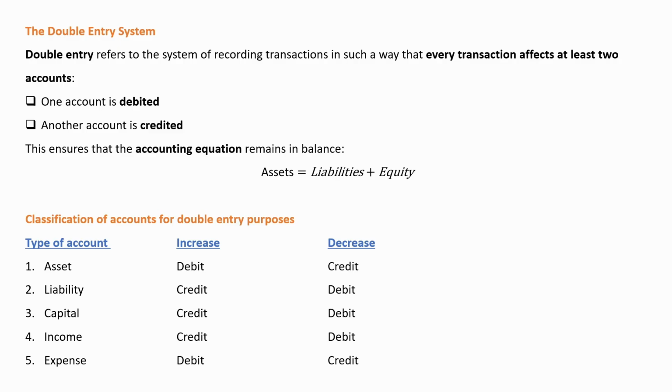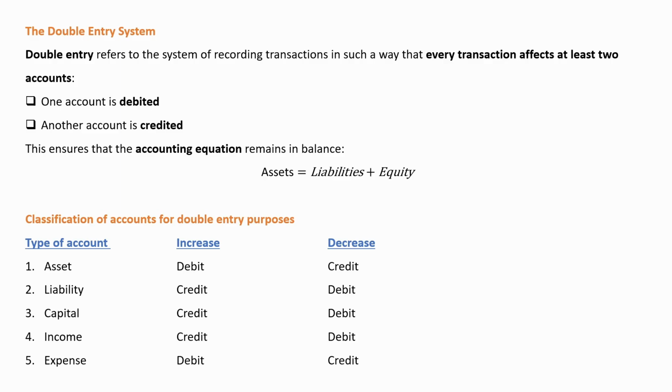Every transaction affects at least two accounts. It can affect more, but it will affect at least two accounts. Or in other words, every transaction must have a debit entry in one account and a credit entry in another account. That is the double entry system, one of the accounting concepts and principles.